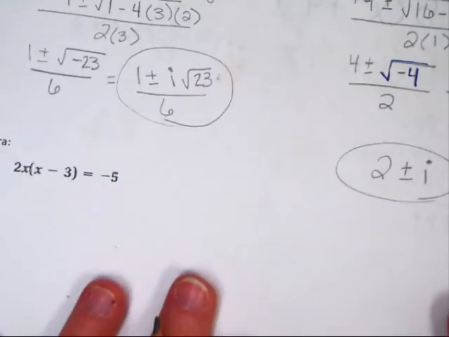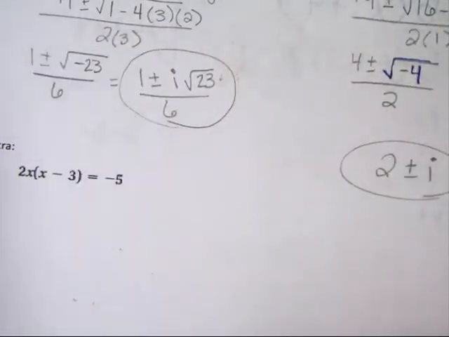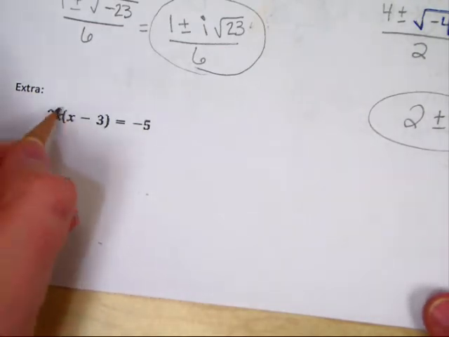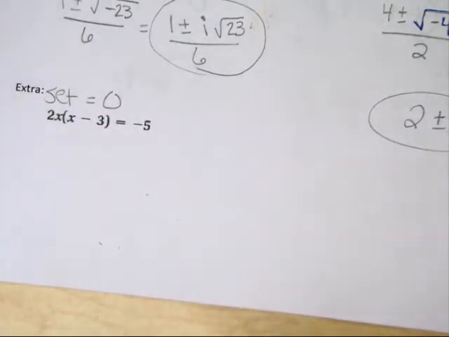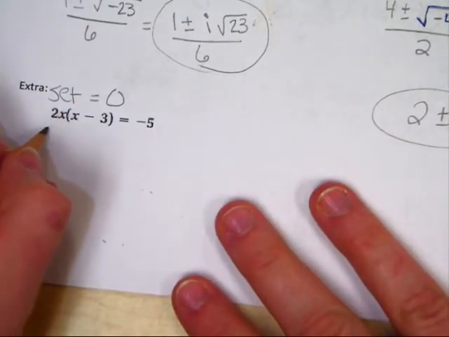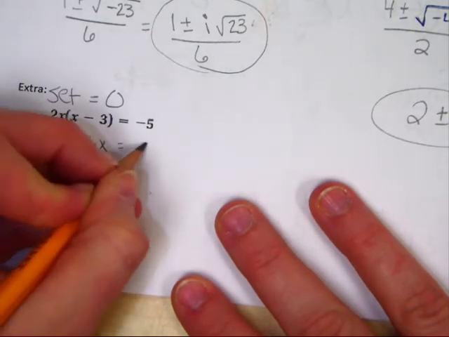I have one extra problem to help you along with your homework. Because I thought A and B were pretty simple. I thought they kind of gave it to you nice and neat. Let's look at one that maybe isn't so nice and neat. You guys remember this, set equal to 0. That's going to be just a basic instinct now, set these things equal to 0. Which means you have to distribute in. 2x squared minus 6x equals negative 5.